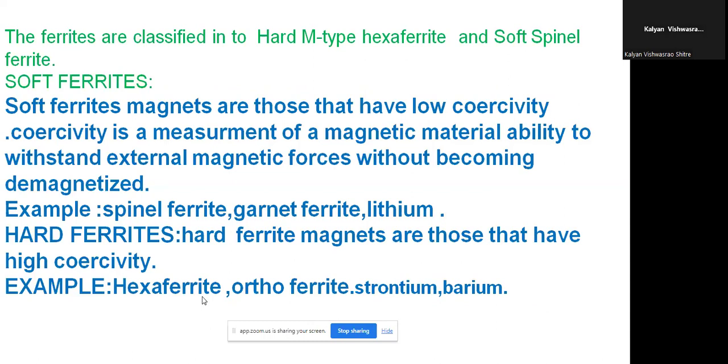What does it mean by soft ferrites? Soft ferrite magnets are those that have low coercivity. So what does it mean by coercivity? Coercivity is a measurement of a magnetic material's ability to withstand external magnetic forces without becoming demagnetized. Examples: spinel ferrite, garnet ferrite, and lithium. What does it mean by hard ferrite? Hard ferrite magnets are those that have high coercivity. Examples: hexaferrite, orthoferrite, strontium, and barium.